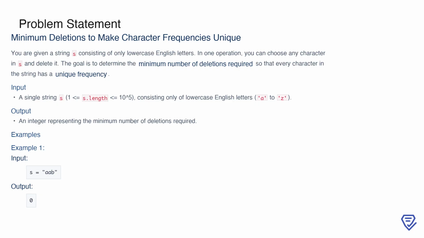For example, if two characters have the same frequency, you might need to delete some occurrences of one of them until all frequencies are distinct. The input is a single string, which can be as short as one character or as long as 100,000 characters. The output will be an integer representing the minimum number of deletions required to meet the unique frequency condition.